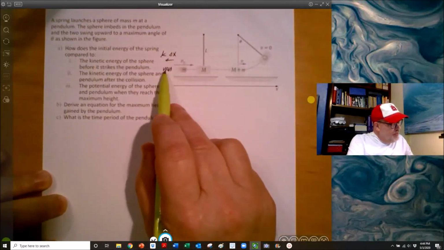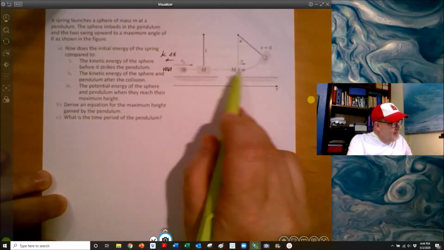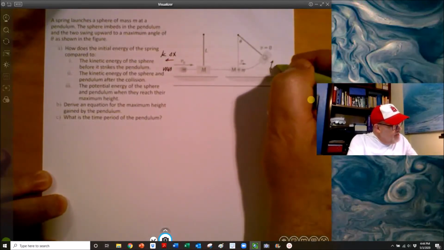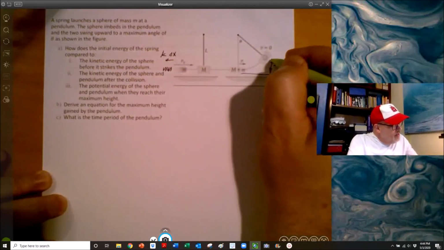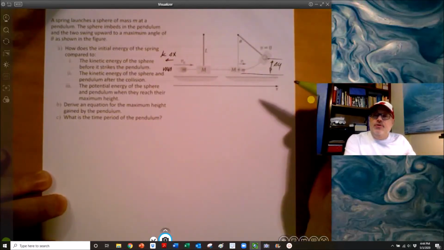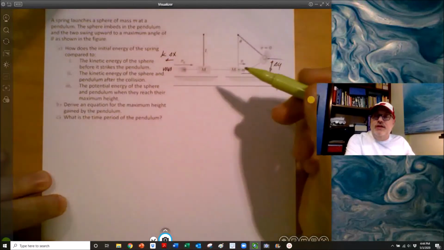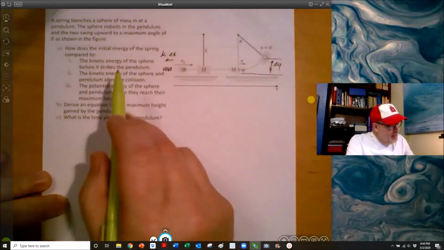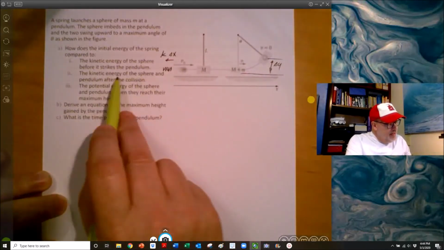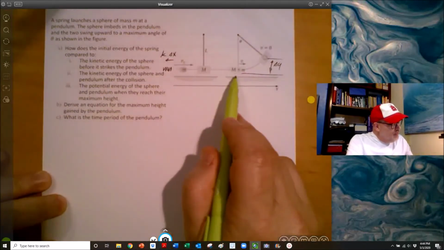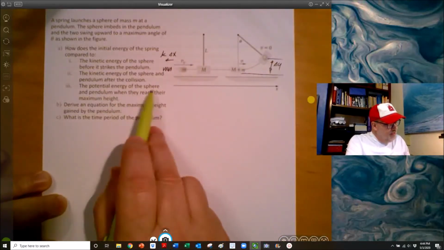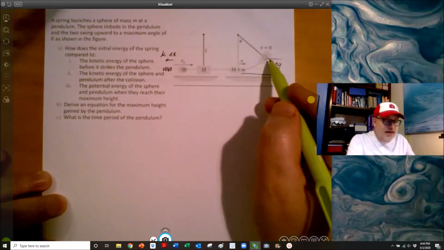So here's the before picture. It's shot. It collides, it sticks with it, and then it goes upward to a maximum height, delta y, from where we began, and a maximum angle. Okay, so how does the initial energy of the spring compare to the kinetic energy of the sphere before it strikes the pendulum, right here, and then the kinetic energy of the sphere and pendulum after, so right here, and then the potential energy of the sphere and pendulum when they reach the maximum height up here.